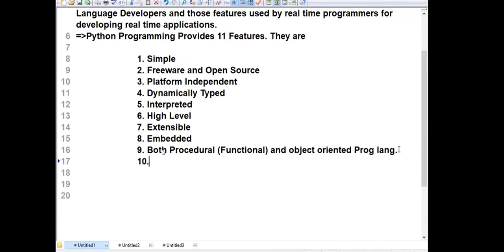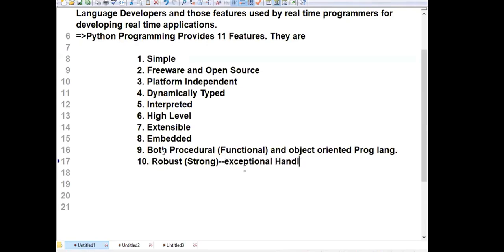The 10th, it is a robust programming language. Robust means a strong programming language it is. How is it strong? I would like to develop various case studies in my class, because robust means strong. There is one beautiful topic available, that is called exception handling concept.